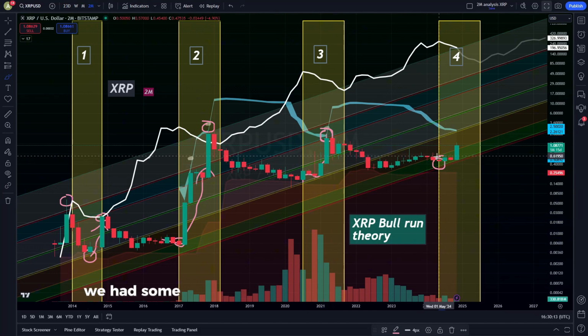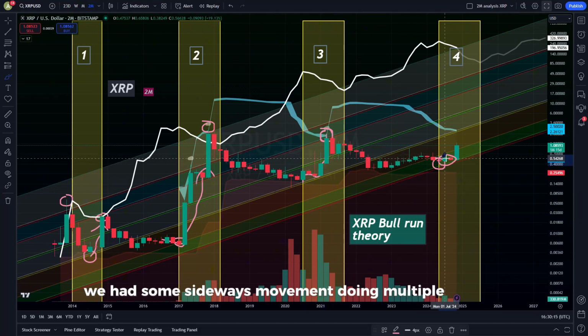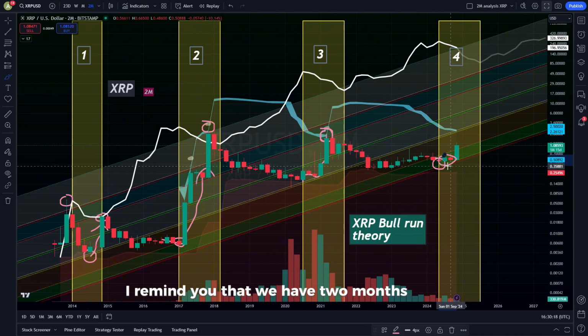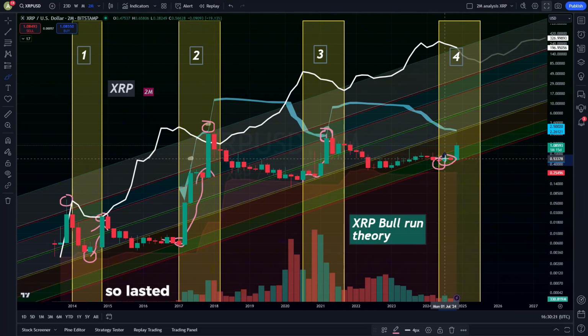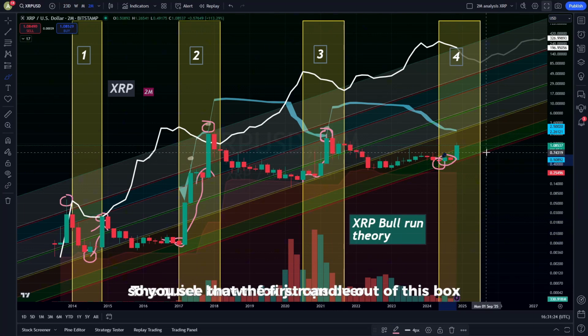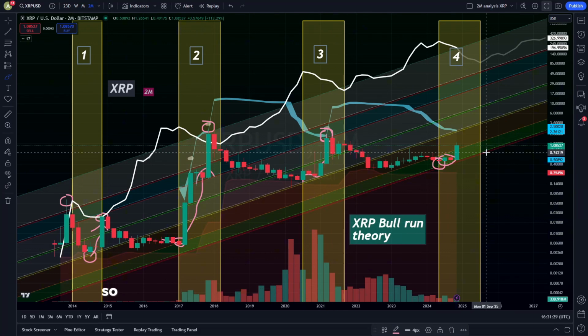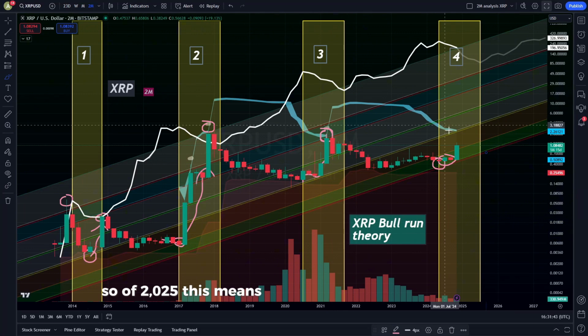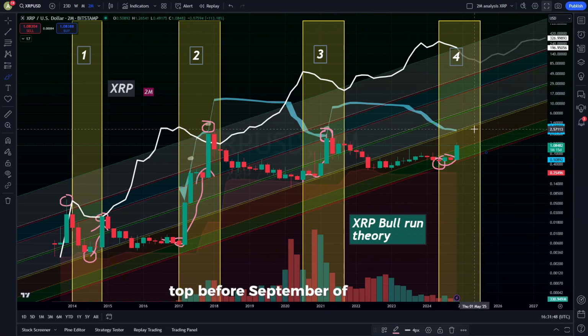Of course, we had some sideways movement during multiple months. I remind you that we have 2-month candles, so it lasted for a while. But finally, XRP started moving. So you see that the first candle out of this box will start on the 1st of September of next year, of 2025. This means that XRP should reach a major top before September of next year.